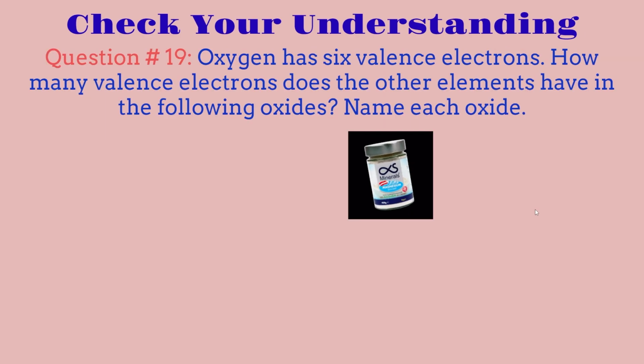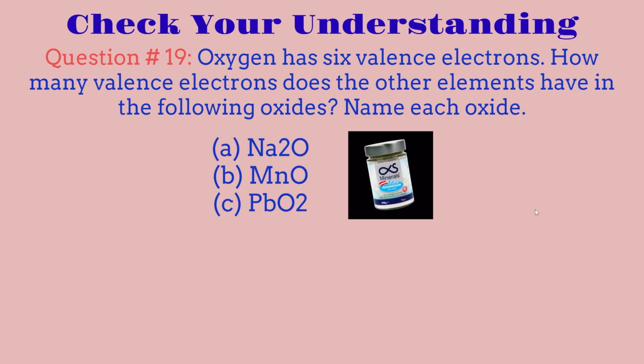For question number 19, oxygen has 6 valence electrons. So how many valence electrons do the other elements have in the following oxides? And then name each of the following oxides. There are 3 different ones here. The first one is Na2O, the second one is MnO, and for the last one we have PbO2.